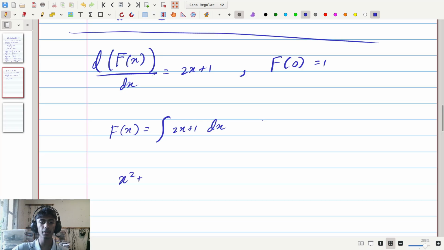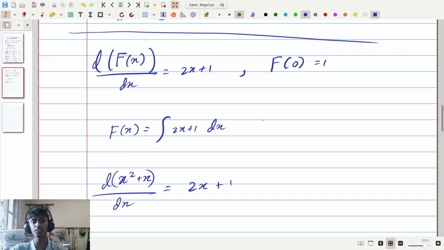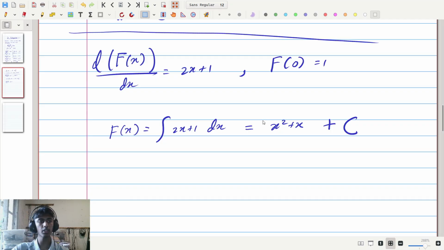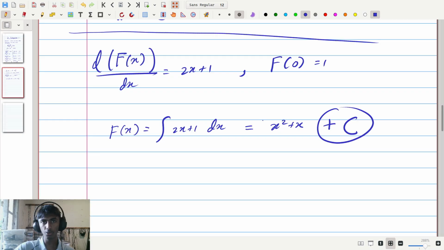Consider x squared plus x. The derivative of x squared plus x with respect to x is going to be the derivative of x squared, which is 2x, plus the derivative of x, which is 1. So 2x plus 1. So therefore, from this we can say that the integral of 2x plus 1 dx is going to be x squared plus x, which is this bit, but then we also know that there could be any constant on the front, so we need a plus c here. So therefore, F of x has to be the integral of 2x plus 1 with respect to x, which has to be x squared plus x plus some constant c, which we do not know. This is one bit of information.